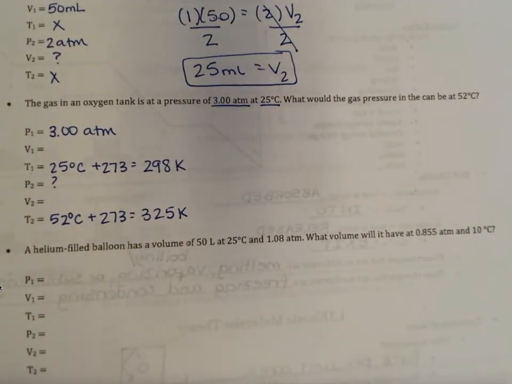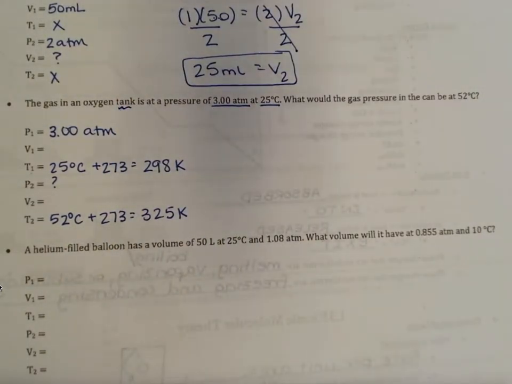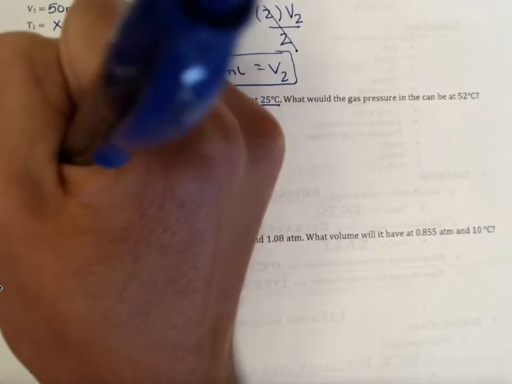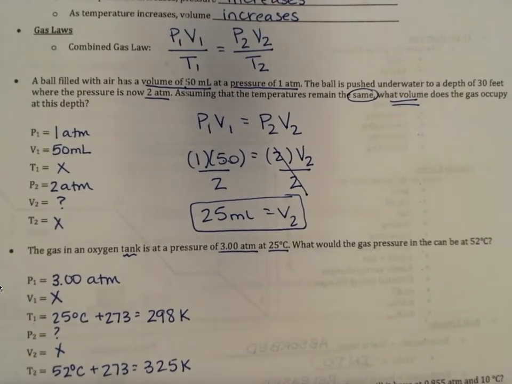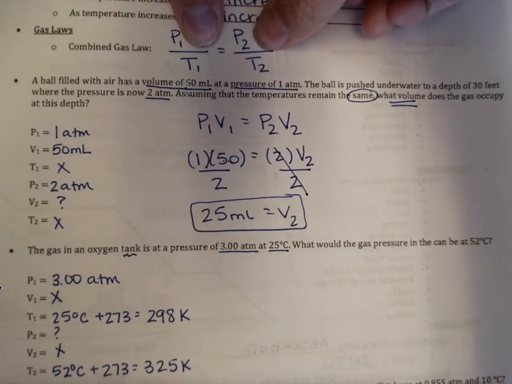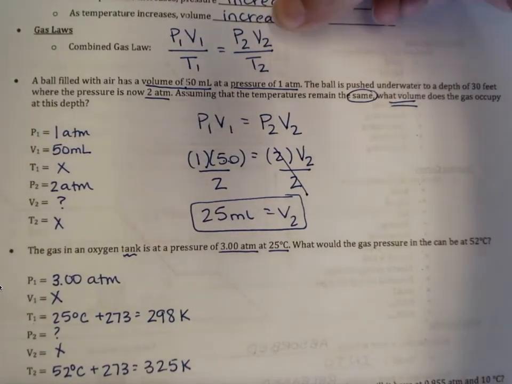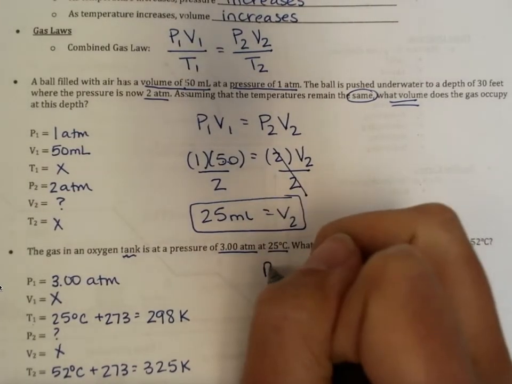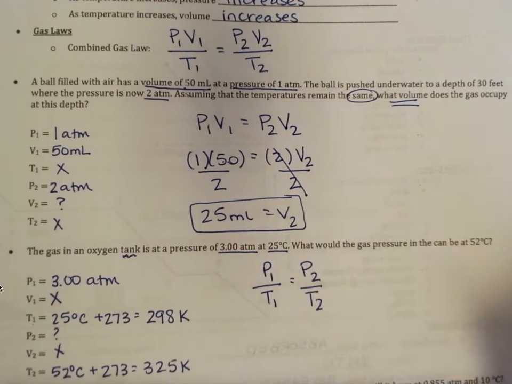This doesn't talk about volume. So if we're in a tank, it isn't really going to change its volume like a balloon would or something that's stretchy. And so again, if we don't have volume, I go back to my formula up here at the top. That means I don't need either of these volumes as well. So my formula becomes P1 divided by T1 equals P2 divided by T2. So I'm simply going to write that down. P1 over T1 equals P2 over T2.